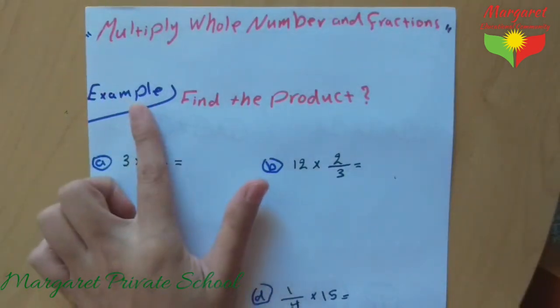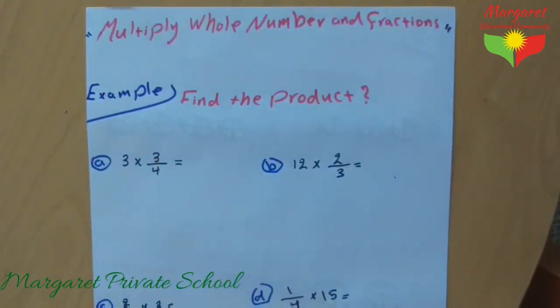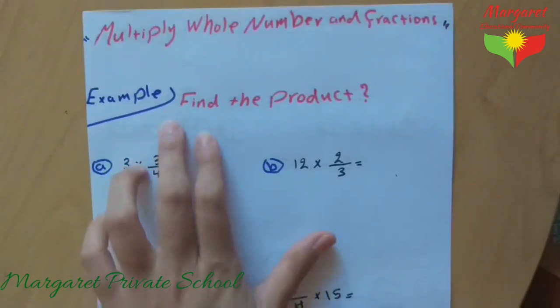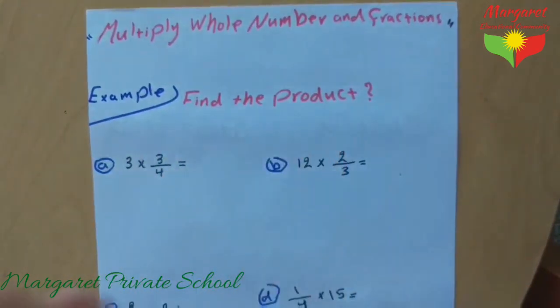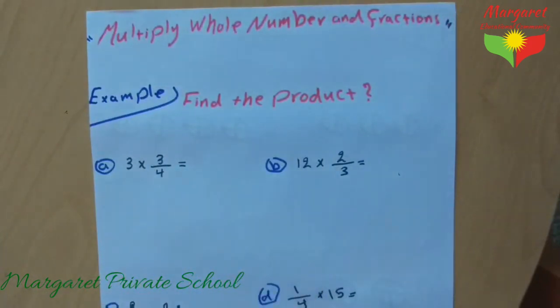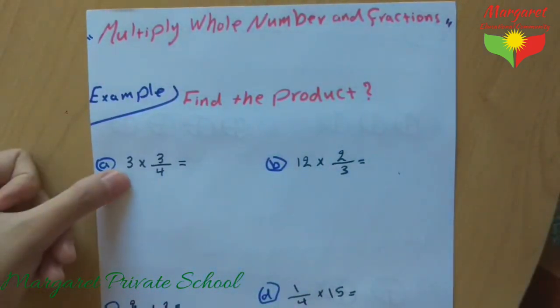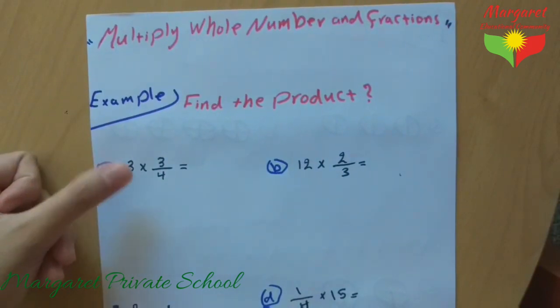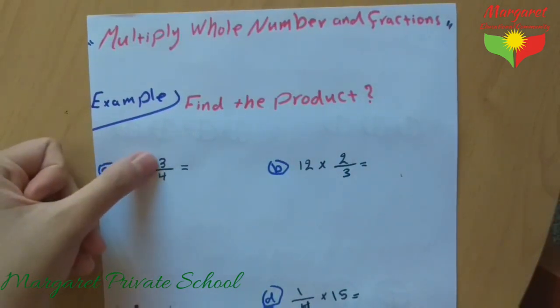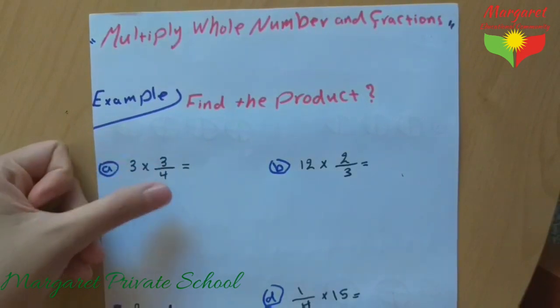We have an example. To explain the subject, we have an example. Example: find the product. You must find all products. We have a whole number from part A. We have the whole number 3 times a fraction 3 out of 4, or 3 fourths.